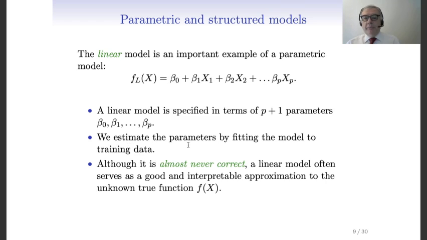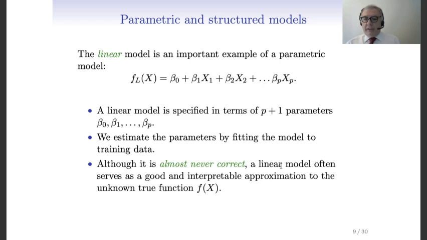And these parameters can be estimated by fitting the model to the training data, that is by solving a least squares problem, a linear least squares problem for which an explicit formula is available. Okay, this is a model. The advantage is that it is very simple, but of course it is almost never correct, because you must be very lucky to find a real-world problem where the regression function is exactly a linear function of the features.